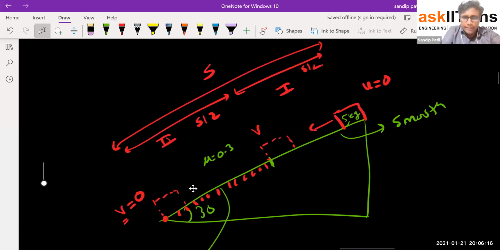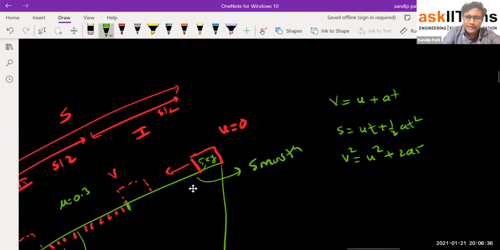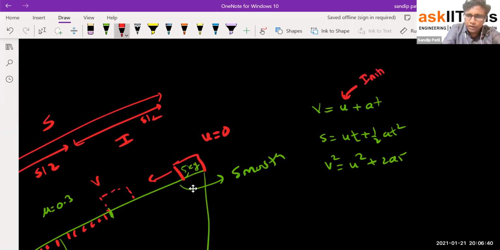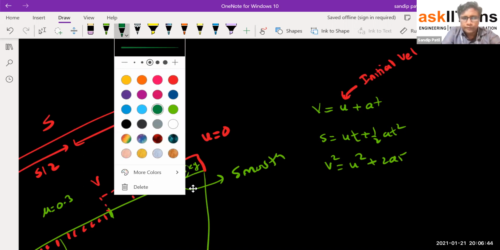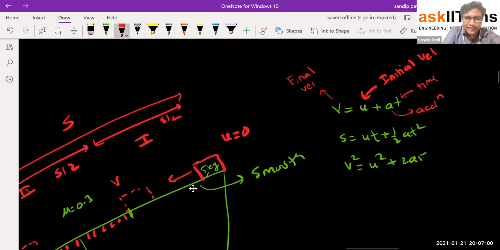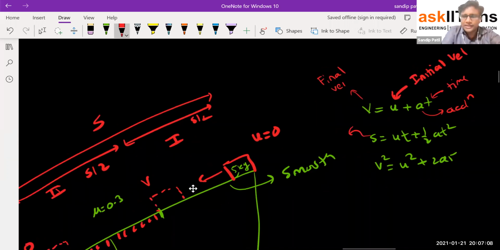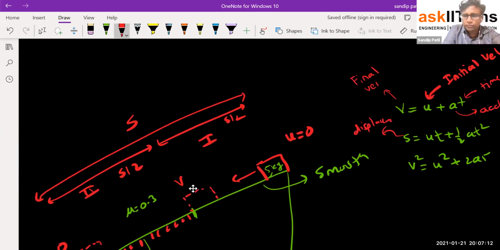Now, there are three kinematic equations: v is equal to u plus at, s is equal to ut plus half at square, and v square is equal to u square plus 2as. So I will just tell you what these things are. u is the initial velocity, v is the final velocity, t is obviously time, and a is our acceleration. We know how to calculate the acceleration, right? We calculated this acceleration when there was friction, smooth surface or rough surface. And s is called displacement, or let's say distance in this case: how much distance it has traveled.